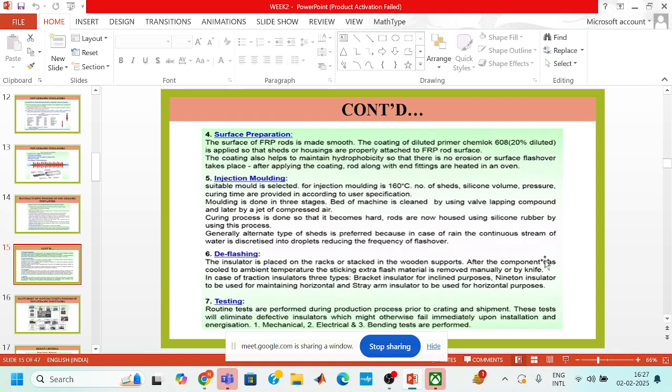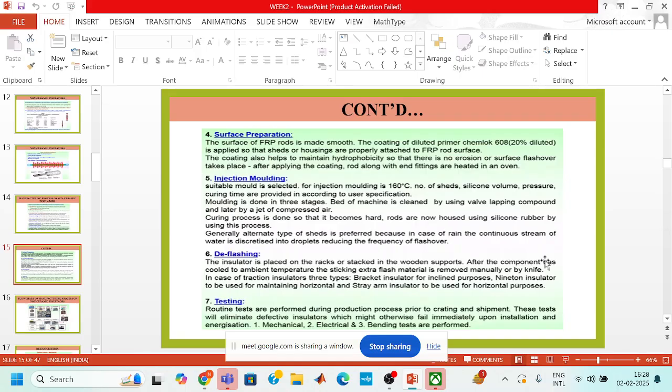And after that, injection molding is done. A suitable mold is selected for injection molding at 160 degrees, and molding is done in three stages. First of all, the bed of the machine is cleaned using valve lapping compound, and later by a jet of compressed air. Then the curing process is done so that it becomes hard.